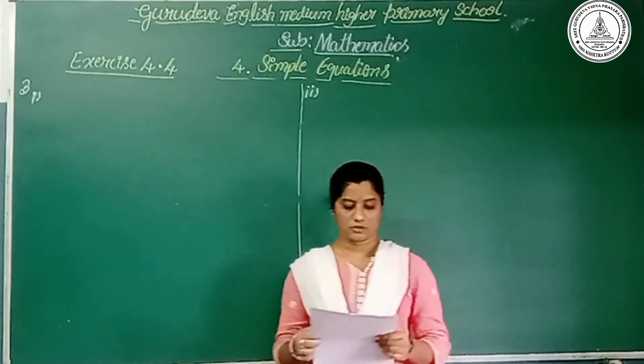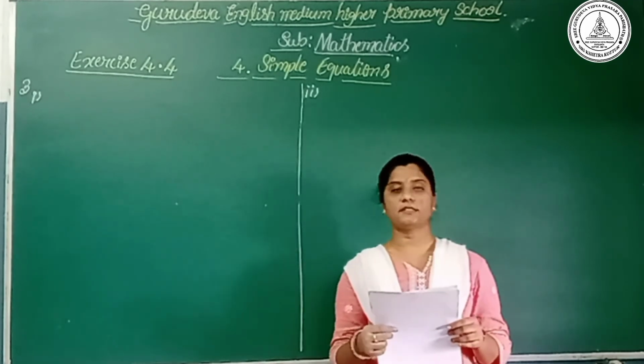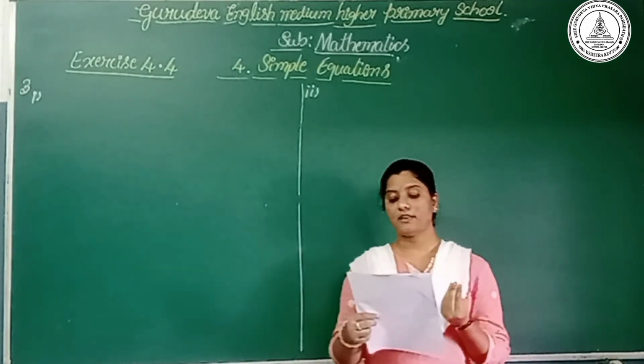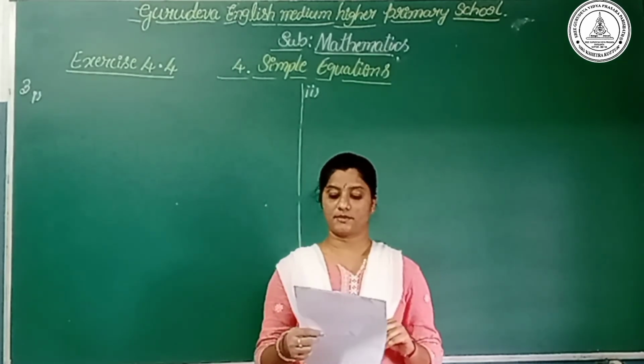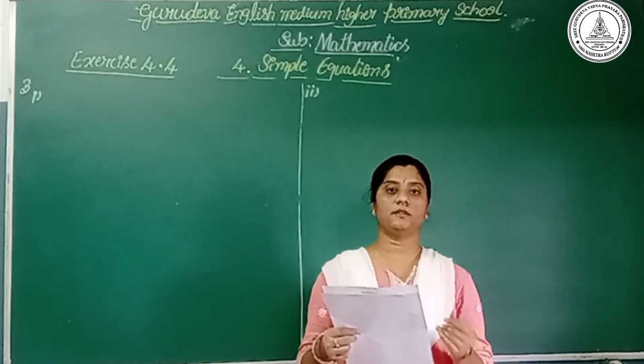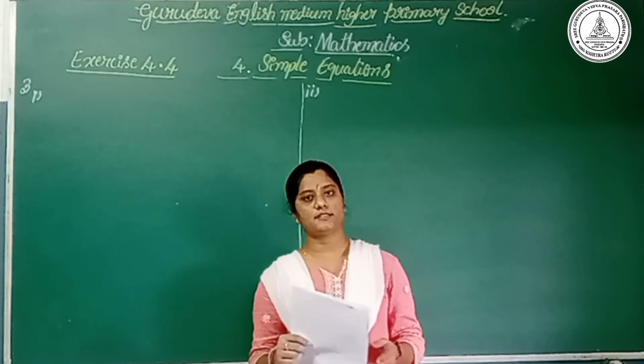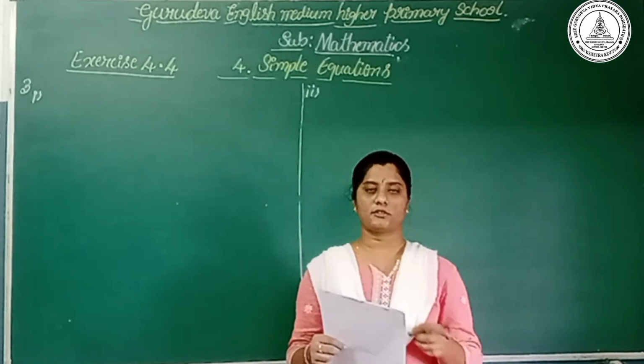Yes, the third question is the first one. So Irfan says that he has 7 marbles more than 5 times the marbles Permit has. If Irfan has 37 marbles, how many marbles does Permit have? So in the previous class, in the exercise, we are solving exercise 4.1.